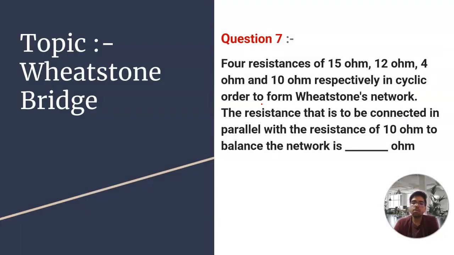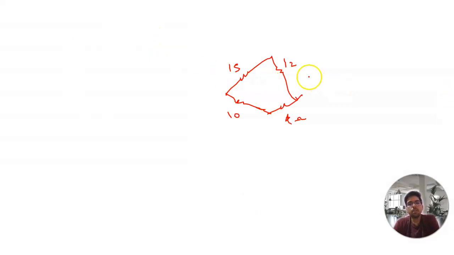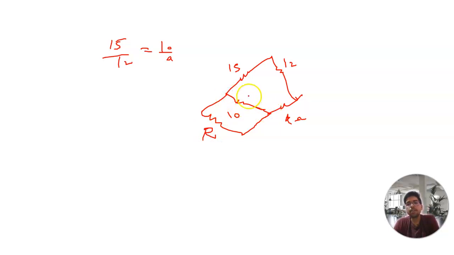Now they are asking how much resistance is to be connected in parallel with the resistance of 10 ohm to balance the network. So what is the condition of the Wheatstone bridge? The ratio of adjacent resistances. For example, 15 by 12. This ratio must be equal to 10 by 4, but here it is not equal. So they are asking what resistance must be in parallel with 10 ohms so that our bridge balances.